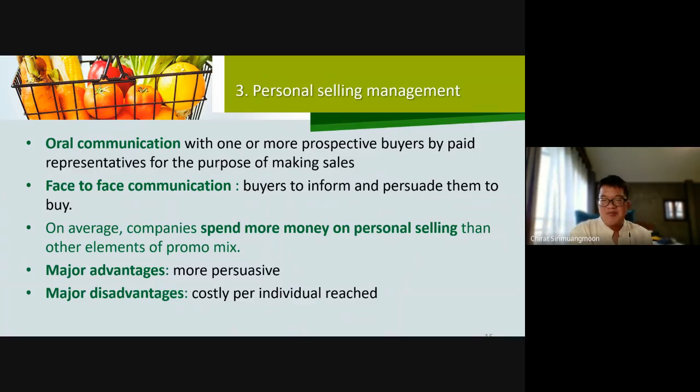Actually, the company spends more money on personal selling than other elements in the promotion mix, because personal selling means you use a person. You need to talk one by one, or one person talking to one group, so you need to pay them more. The good thing is it's more persuasive because you can use some skills and techniques to convince them, to persuade them. But the bad thing is it costs a lot. So this is very expensive.